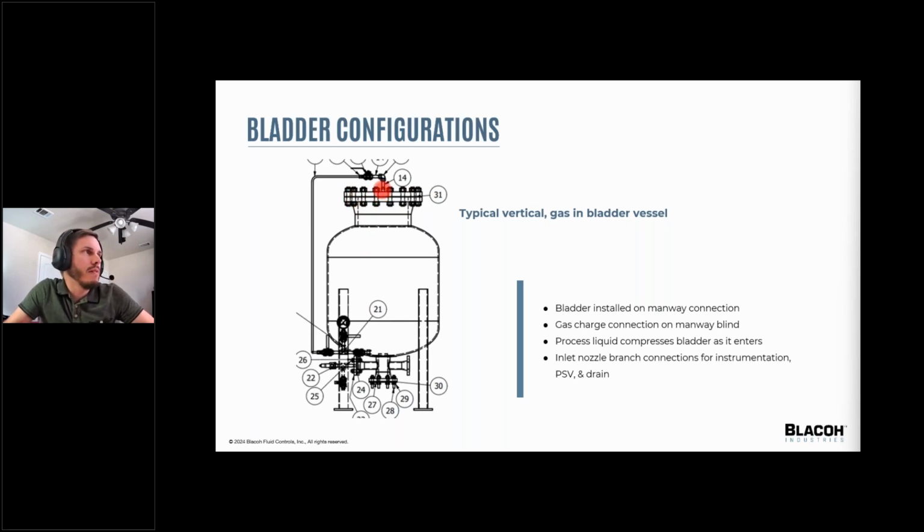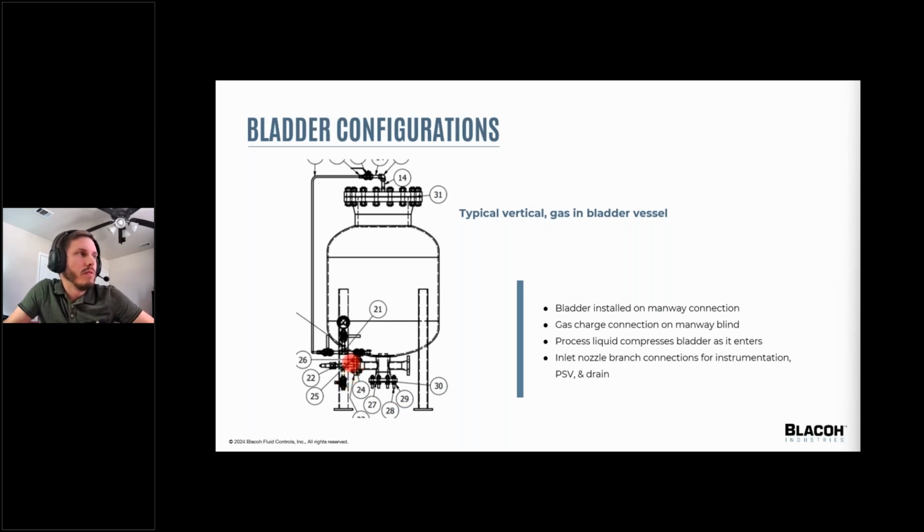And here at the top, you have your air charge line, and you typically have some kind of charging manifold to help you pre-charge the bladder before you bring it online. And then here down at the bottom in this inlet outlet connection, you have a few branch connections for this configuration in particular: a drain connection, a PSV, and instrumentation.